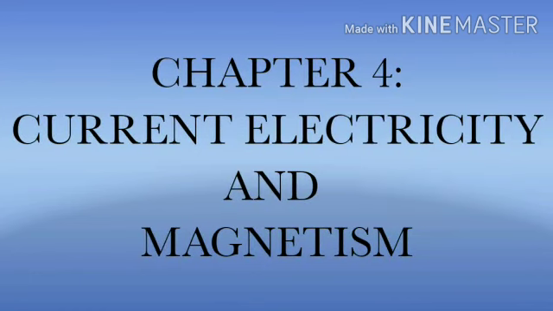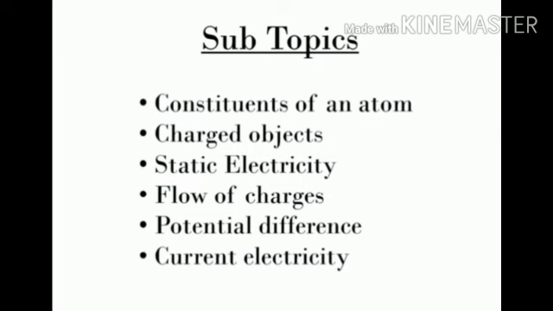Chapter 4: Current Electricity and Magnetism. Let's see what we are going to cover in this part. First of all, we are going to see what are the constituents of an atom. Then we are going to see what are charged objects. Then we are going to revise what is static electricity. Then we are going to see how these charges can flow. Then we are going to talk about potential difference and what is current electricity.